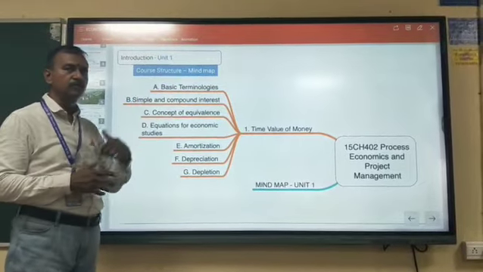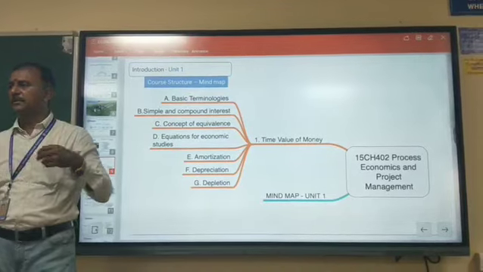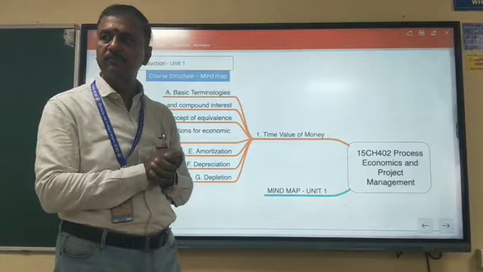Whereas if you go to the bank, no industry will be started by spending from the pocket. No investor will come forward.